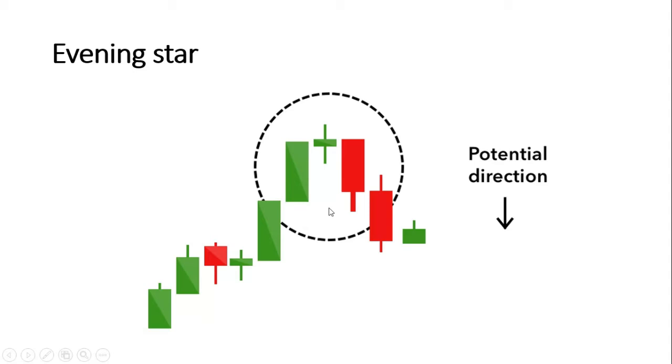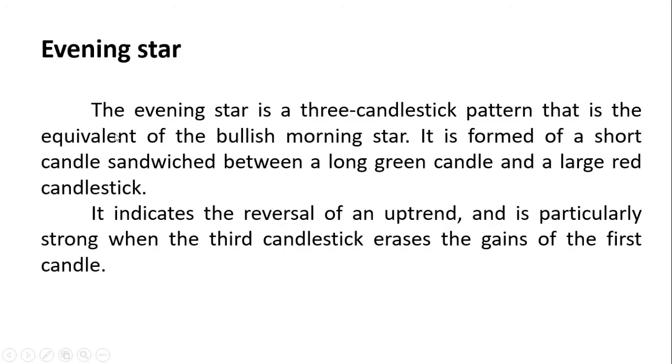So next, evening star. As you can see in the previous topic, we have learned about morning star. Now we are going to learn about evening star. The evening star is a three candlestick pattern that is the equivalent of a bullish morning star. It is formed of a short candle sandwiched between a long green candle and a large red candle.